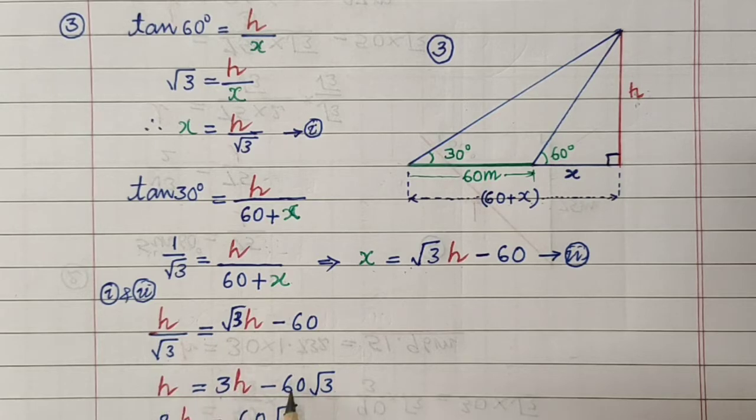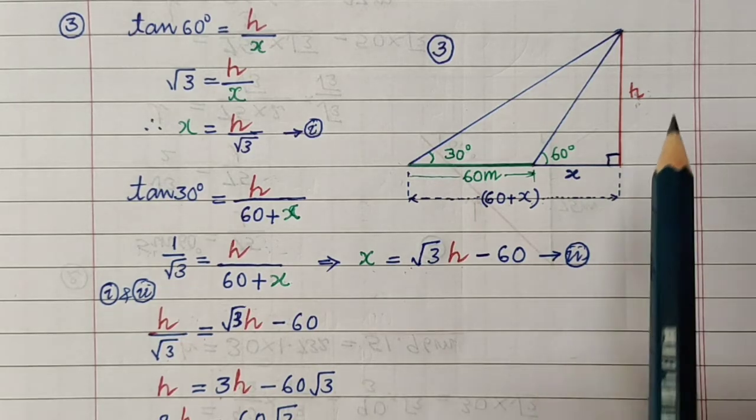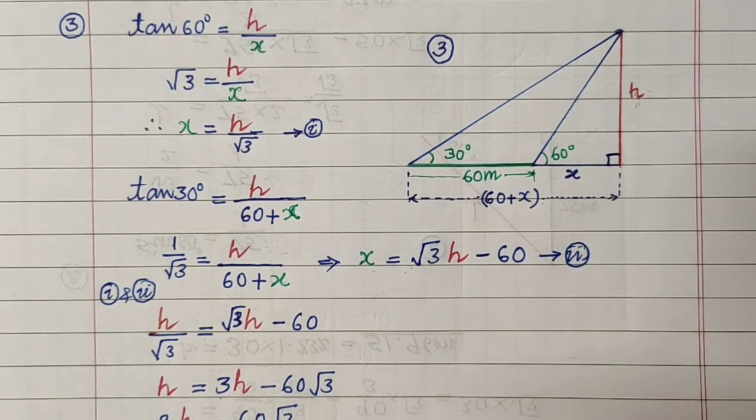When this comes this side and this comes this side, 3h minus h is 2h, that is equal to 60 root 3. Or h is equal to 60 by 2 root 3, that is 30 root 3. Root 3 is 1.732. 30 into 1.732 is 51.96. The nearest meter is h is equal to 52 meters. The height of this building is 52 meters.